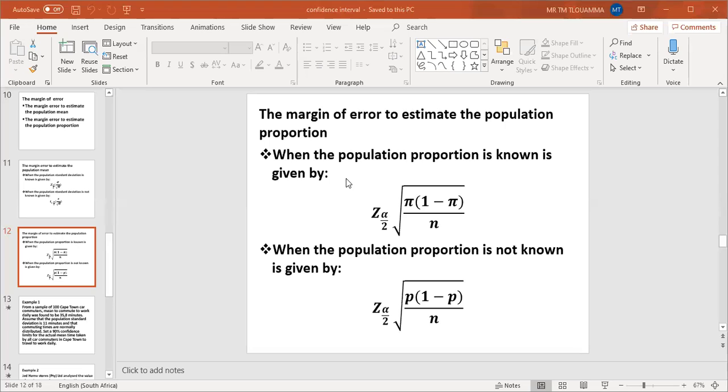The same applies to the population proportion when it's not known, meaning we're going to use the P. So you must always make sure that you understand your statement or your problem, depending on what you are given.